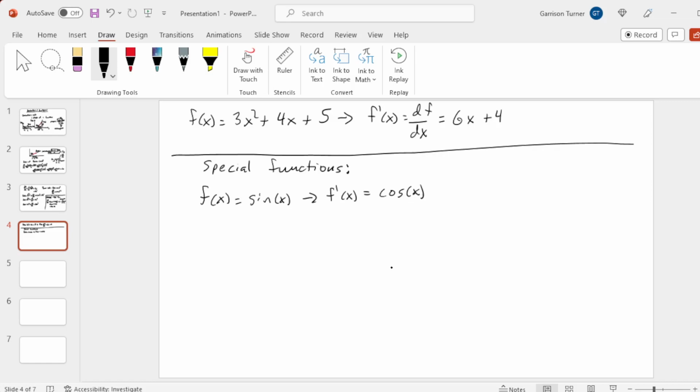I'm not going to go through the proofs here. You'll do this in your calculus classes. I just want to give you the results so you know them, so you'll have them if you need them for the physics. All right. The derivative of cosine is equal to negative sine.